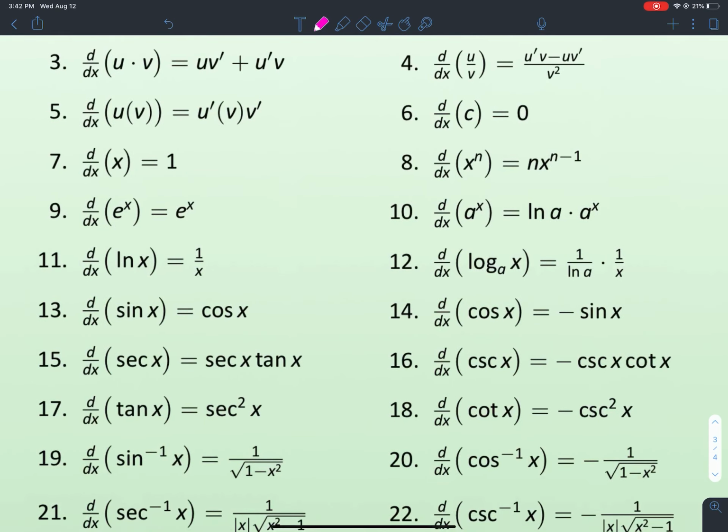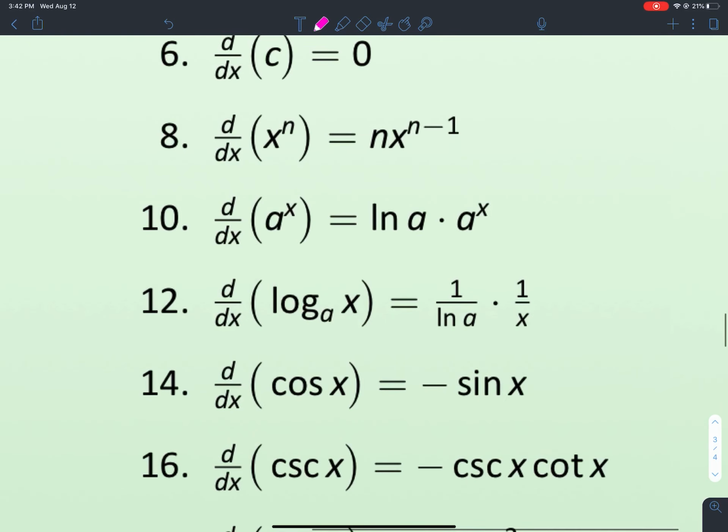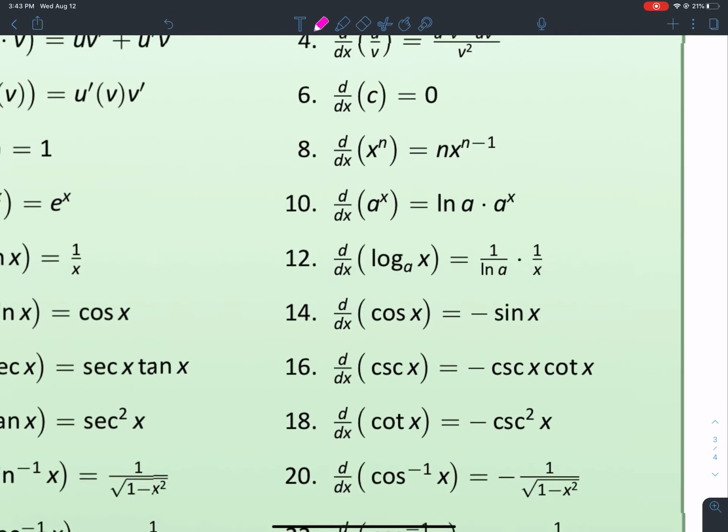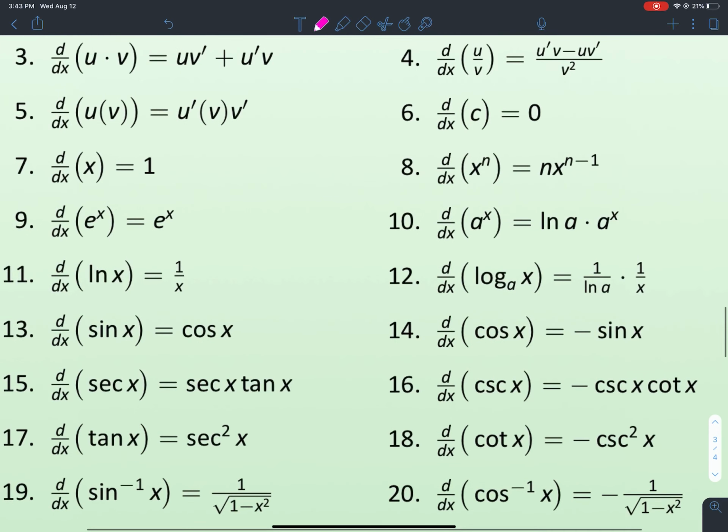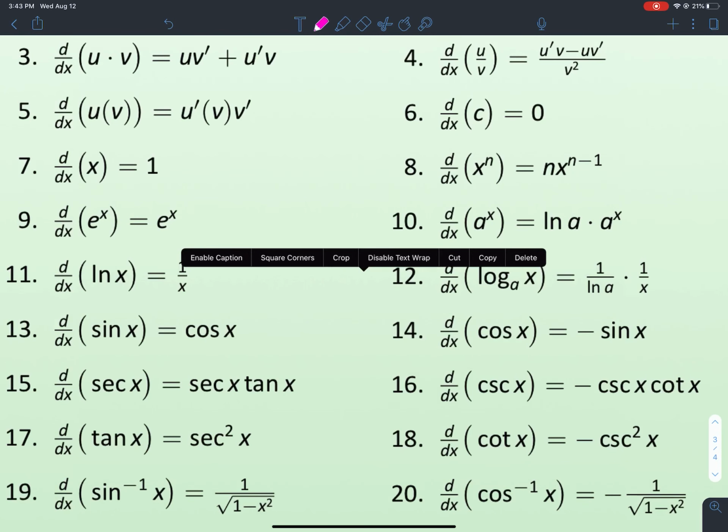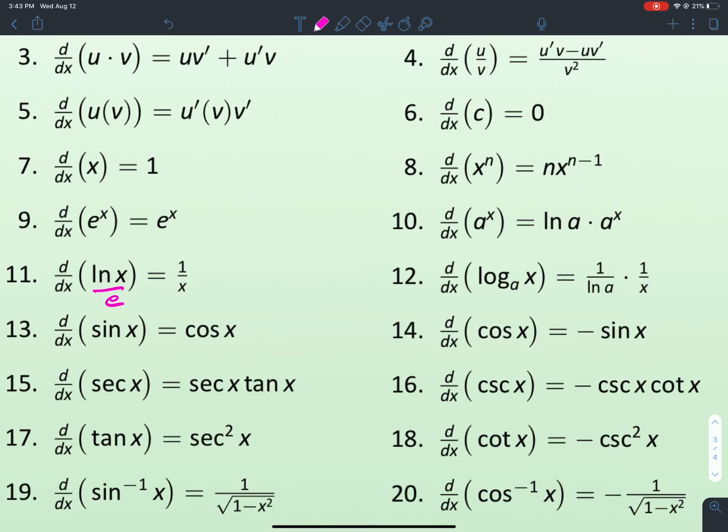Now, this one's a little bit different, and we'll talk about this one more, but its derivative actually picks up not an ln a factor, but a 1 over ln a, okay? And then it's natural log. So how does this relate here? The difference here is that the base for number 11 is base e, okay? And then this base is base a, all right?